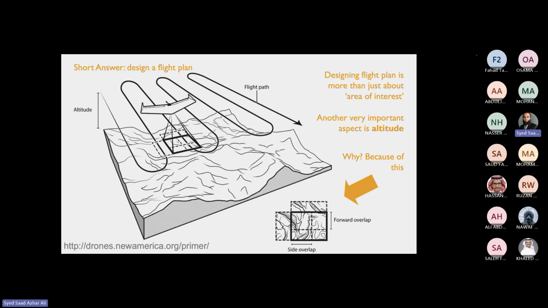Okay. A few things mentioned in this particular figure are forward overlap and side overlap. As the name says, forward overlap. Basically, if the drone is moving in this direction, for example, it's like this direction. So this is the first image.